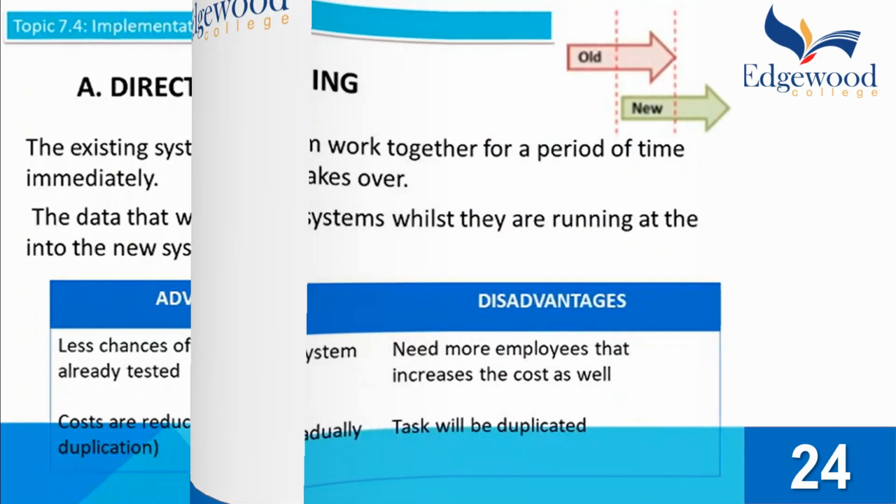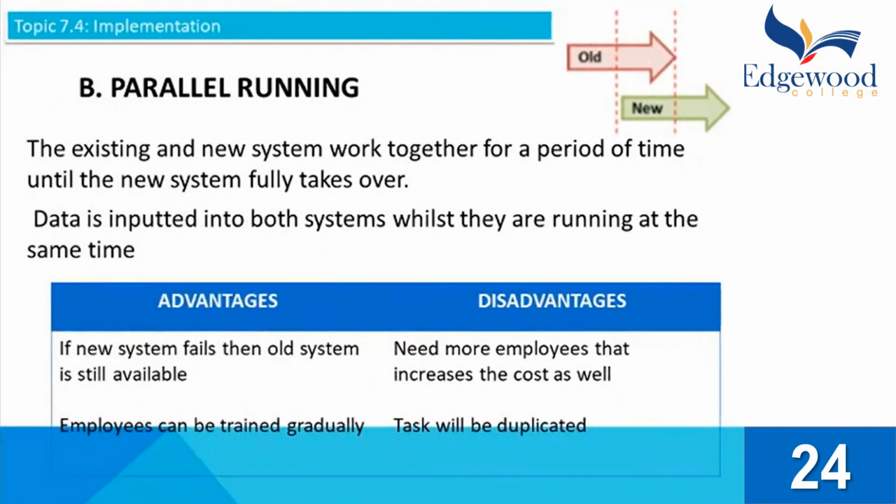The next one is parallel running. In parallel running, the current system and the new system work together for a period of time. Both the old and new work for a period of time until the new system fully takes over. This is a very strenuous process, because data is inputted into both systems while they are running at the same time.